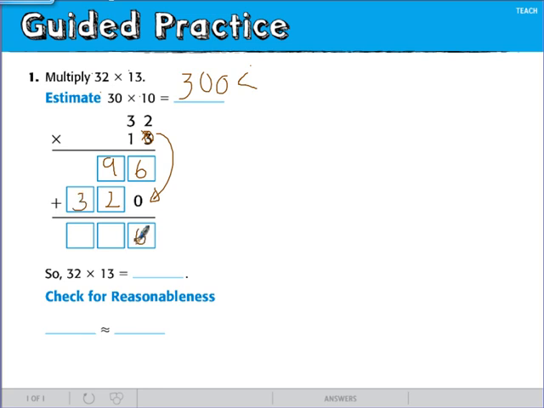6 plus 0 is? 6. 9 plus 2 is? 11. We regroup our 1. 3 plus 1 is 4. So 32 times 13 is 416. Now our estimate was 300. We said that that should be less than our actual answer, which is 416. And it is, and it's close, so it's reasonable.